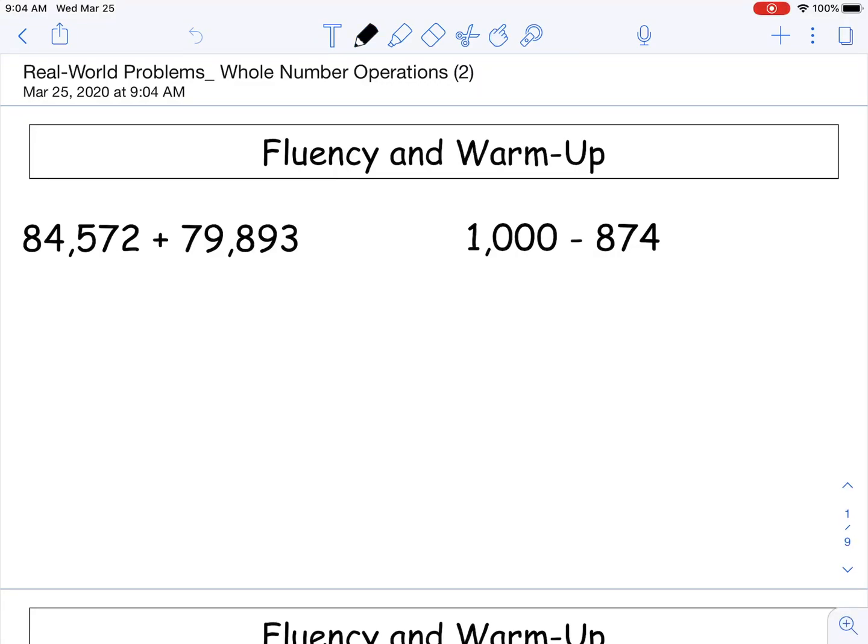Alright guys, today we're going to be solving some real world problems with whole number operations, but before we get started we're going to review our addition, subtraction, multiplication, and division with whole numbers. We're going to start with addition.